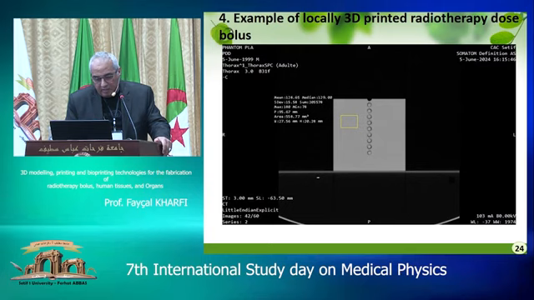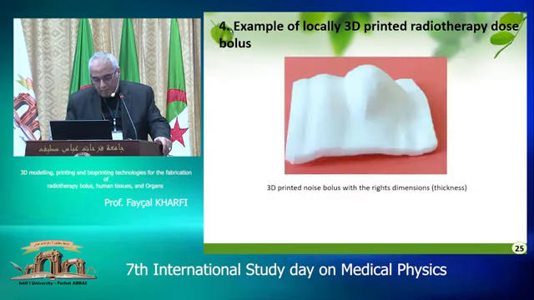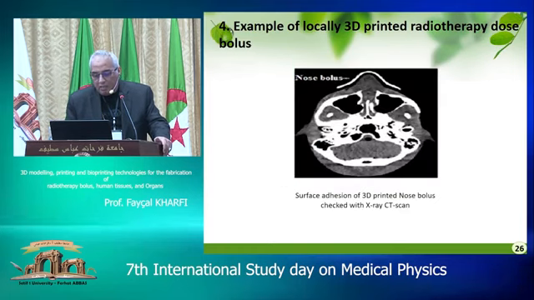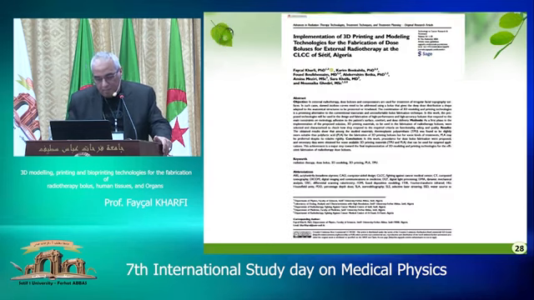Here, the enhancement units of the material used is about 128 HU. We print the bolus. This is the printed bolus using PLA as a material. We check the positioning of the bolus on the phantom, on the anthropomorphic phantom. So we check using CT scan. We check the good positioning of the bolus on the phantom.